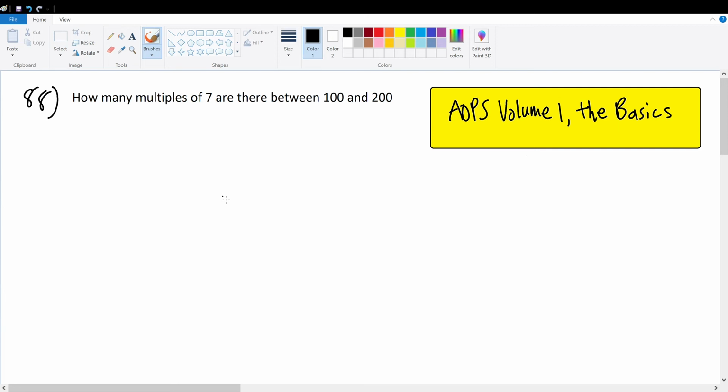AOPS Volume 1 The Basics number 88. How many multiples of 7 are there between 100 and 200?